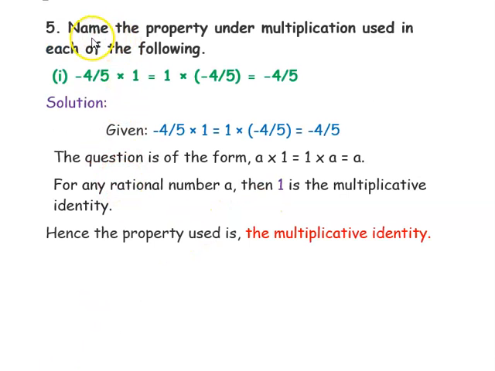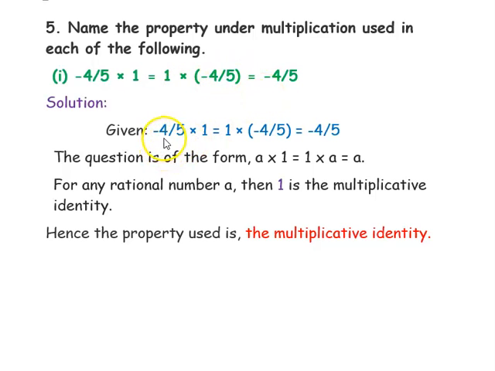So the next question is: name the property under multiplication used in each of the following. They will be giving some questions based on the multiplication property. We want to identify what type of property is used to solve this equation. So the first question is minus 4 by 5 times 1 equals 1 times minus 4 by 5. The result they got is minus 4 by 5. Now we'll analyze this question and find what type of property is used to solve it.